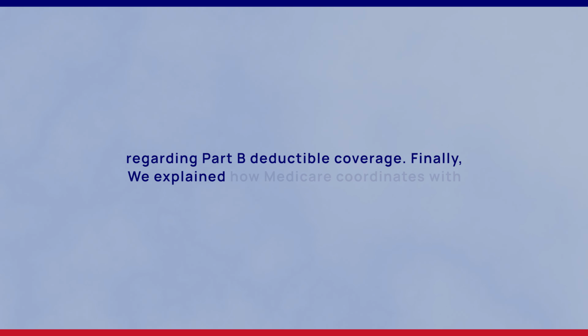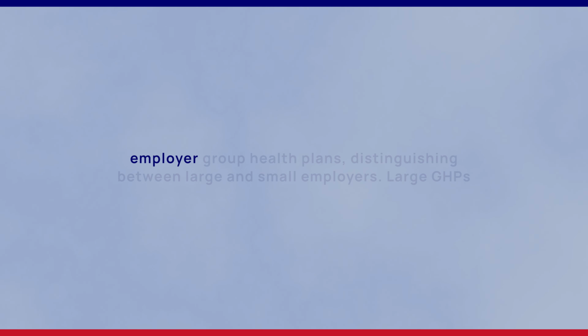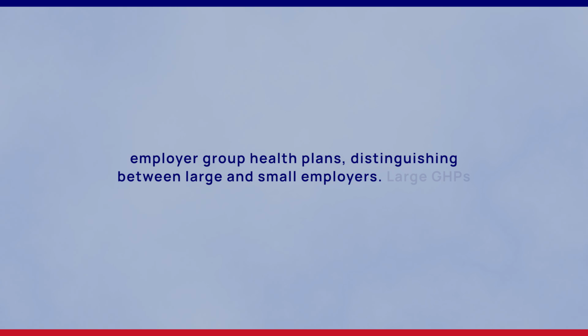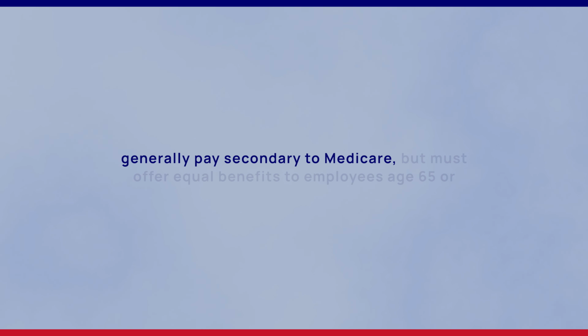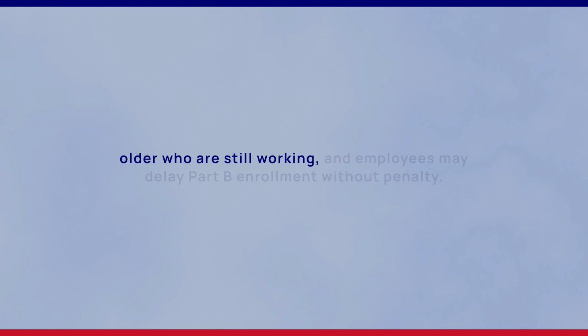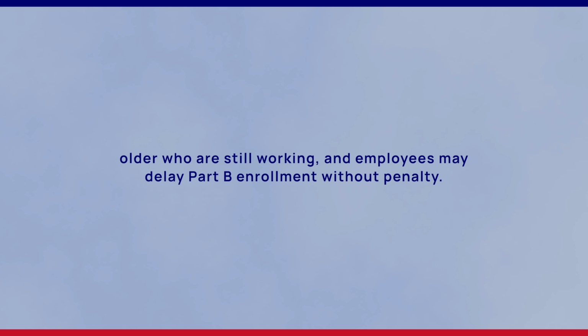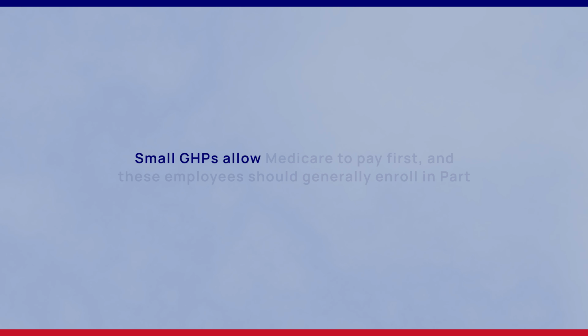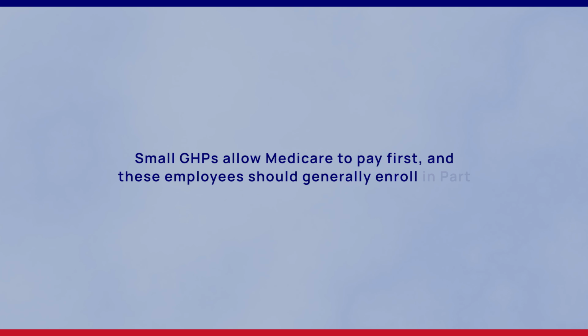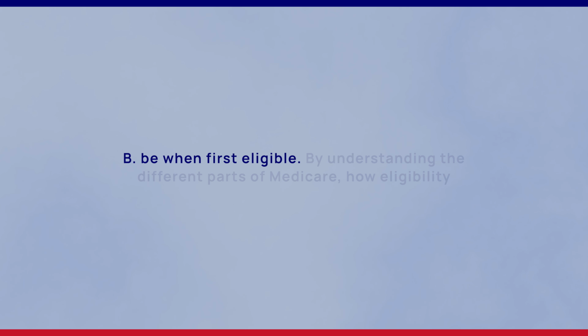Finally, we explained how Medicare coordinates with employer group health plans, distinguishing between large and small employers. Large GHPs generally pay secondary to Medicare, but must offer equal benefits to employees age 65 or older who are still working, and employees may delay Part B enrollment without penalty. Small GHPs allow Medicare to pay first, and these employees should generally enroll in Part B when first eligible.